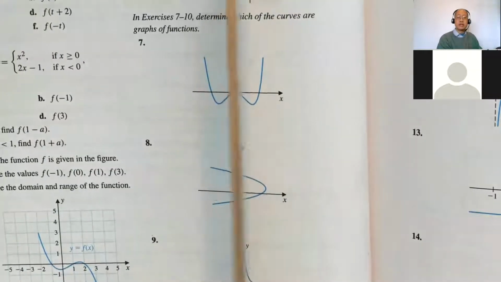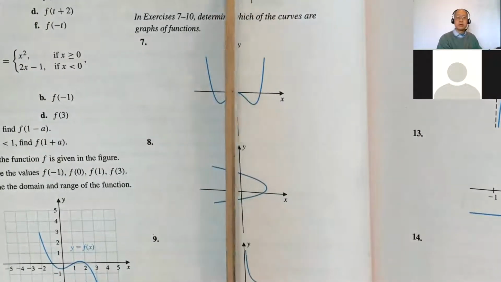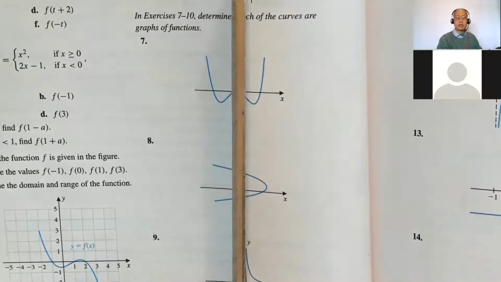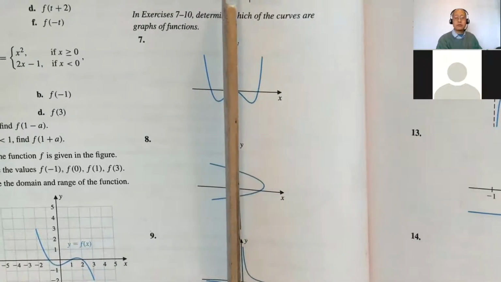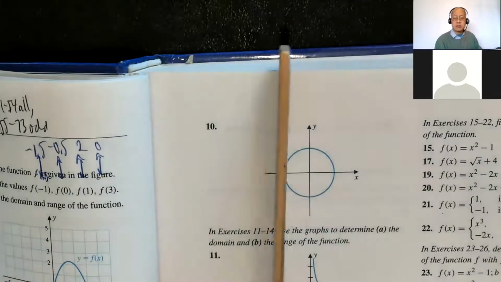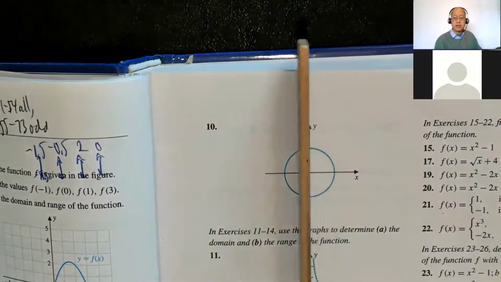Number 8 is or is not a function. Looks like it's not a function, right? I can draw a vertical line which touches 2 points. So 8 is a no. 10 is a circle. So it's a circle function.